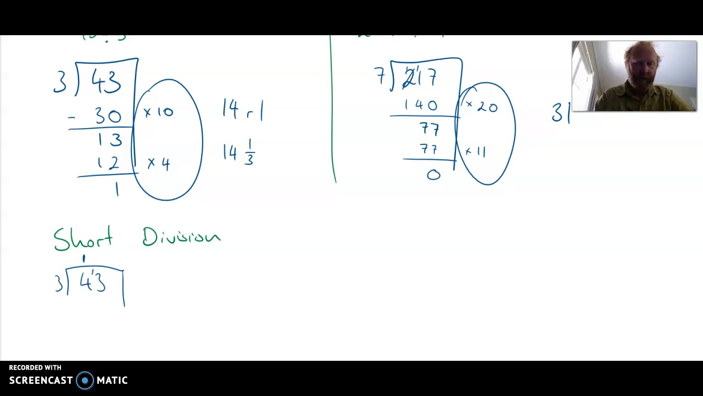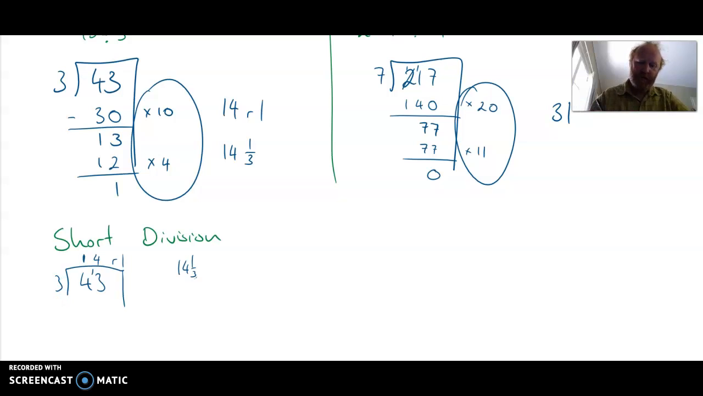What's left over is 1, so that's 13. How many times does 3 go into 13? It goes in 4 times with 1 left over. Once again, depending upon where you're up to, that's 14 remainder 1, or 14 1/3. 1/3 because you're dividing by 3.